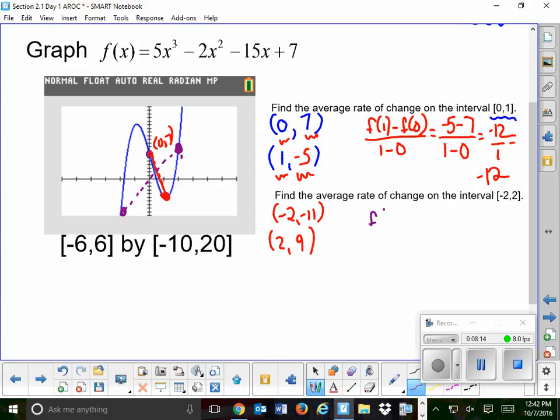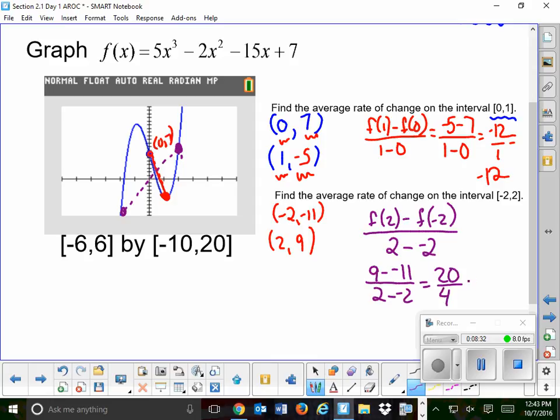So it would be f of 2 minus f of -2, y2 minus y1, all over x2 minus x1. So on here, you should be getting 9 minus -11 over 2 minus -2, which is 20 over 4, and that's 5. It is positive. It's pretty steep on there, and that is a positive 5.